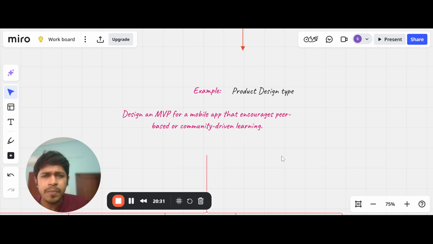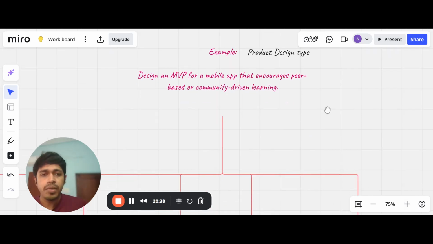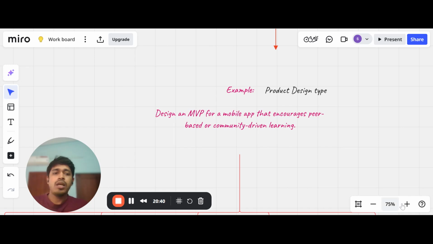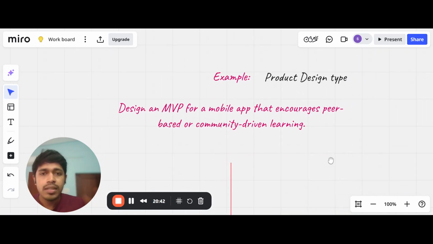Okay, so this is an example. Let's look at this example. This is a problem statement you might get, and it is basically a product design type of problem. You have to design an MVP for a mobile app that encourages peer-based community-driven learning.